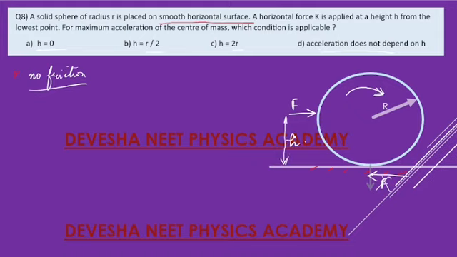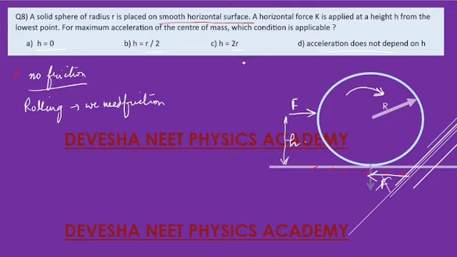Okay. So we normally know that for rolling we need friction, and in this case there is no friction. So if the friction is not there, it means the body will not roll. So at whatever height you apply the force, the sphere is not going to roll.